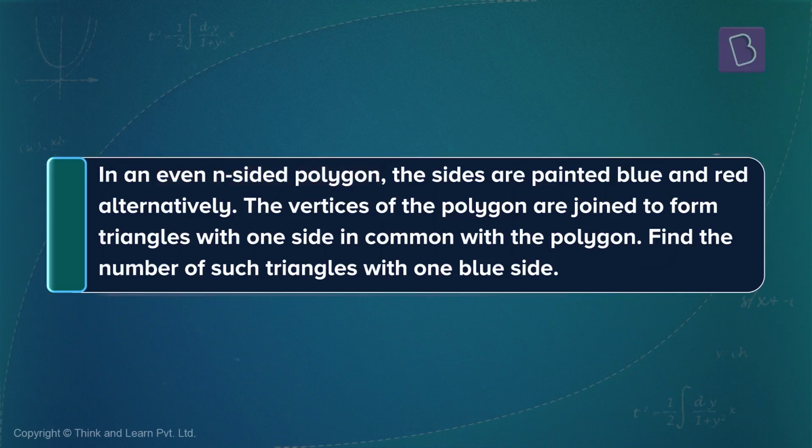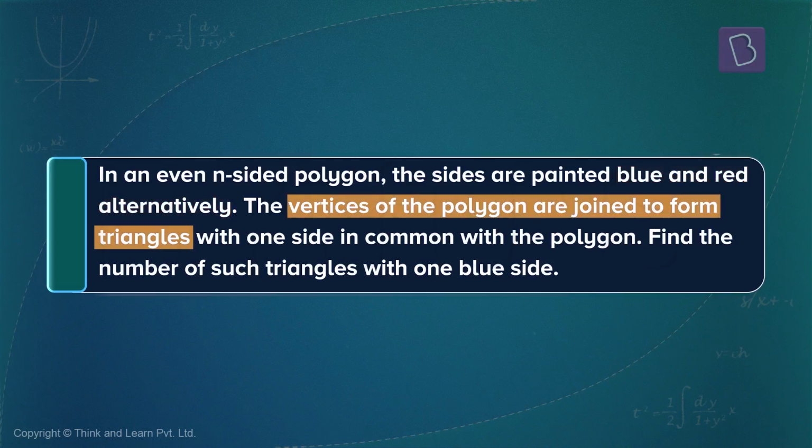Now, furthermore, it has been told that alternate sides of this polygon have been colored blue and red. So if side 1 is blue, side 2 is red, 3 will be blue and 4 will be red if it's a quadrilateral. So that's how this polygon is being designed. It has different colors for alternate sides.